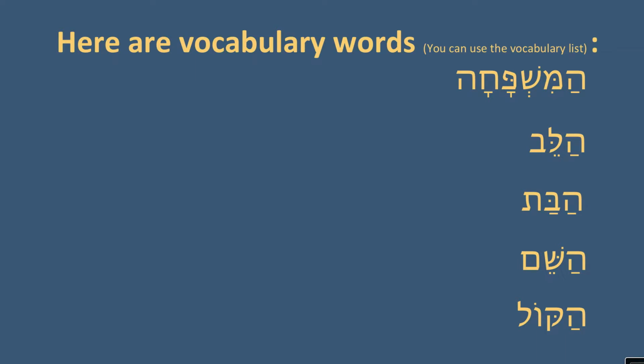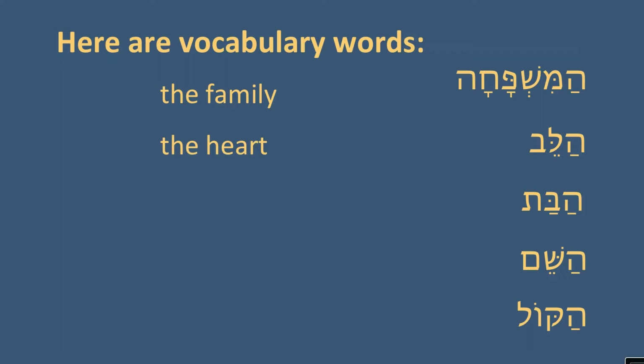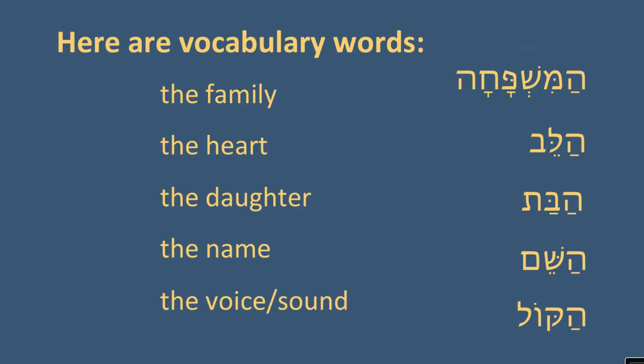Here are some vocabulary words that are coming up in this lesson's vocabulary list, and this is just to give you a little bit of preview. And you may know some of these words. The first word, ha-mishpacha, means the family. Halev means the heart. Habat means the daughter, and you may recognize bat from the term bat mitzvah. Hashem means the name, and hakol means the voice or sound.